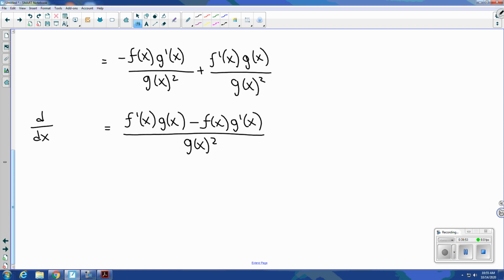The mnemonic we use is low d high minus high d low over low squared. So we could reformat it to fit that mnemonic, but this is also a valid derivative formula for the quotient rule.